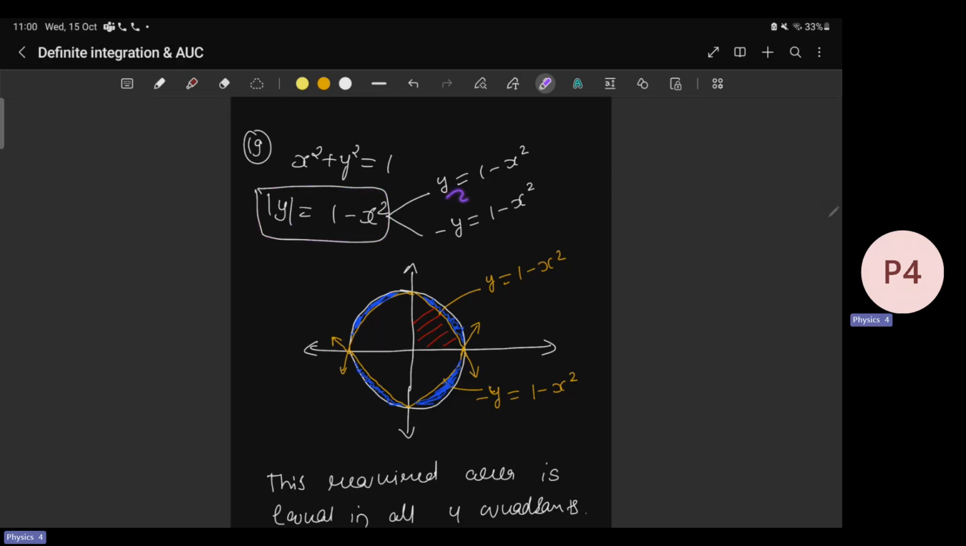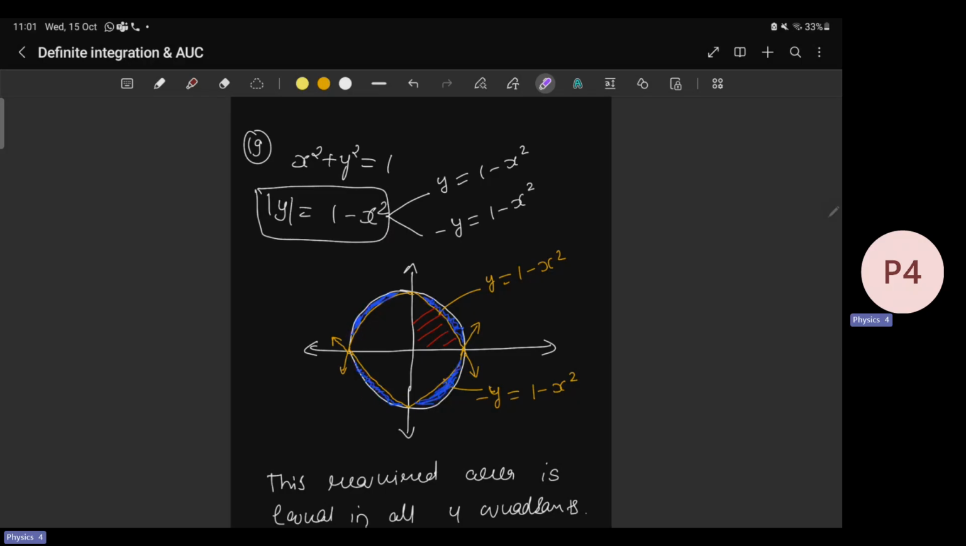See, this will be y equals 1 minus x square, which looks like this. This is a downward parabola. And minus y equals 1 minus x square is an upward parabola. So we have to find this area, this blue region.